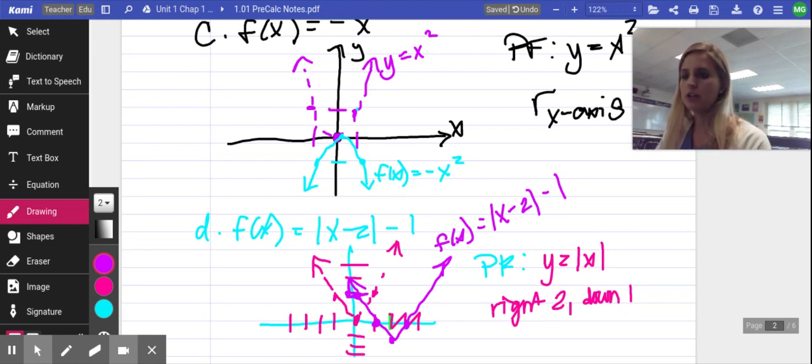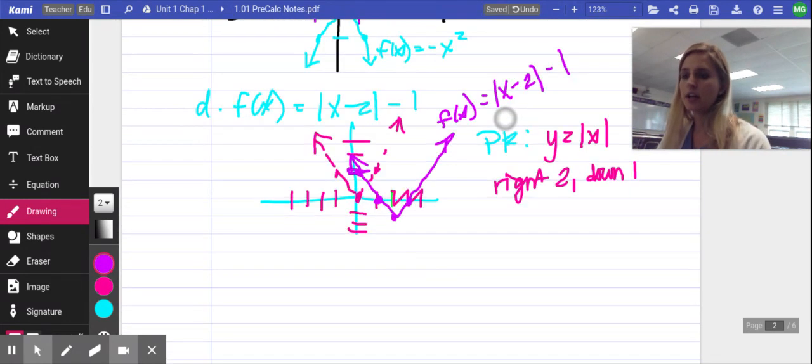Okay, so again, you should be able to do those without a calculator. And when you can find the parent function, I want you to find the parent function and then do those shifts, as opposed to creating a table for all of them.